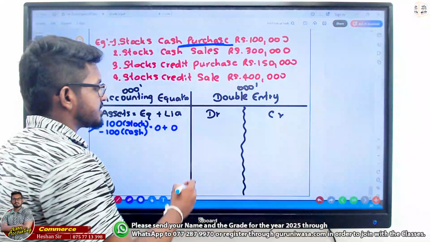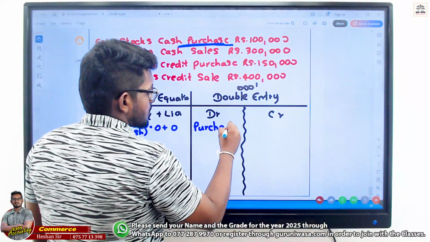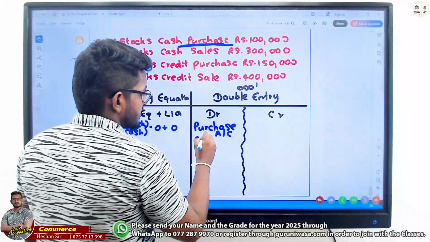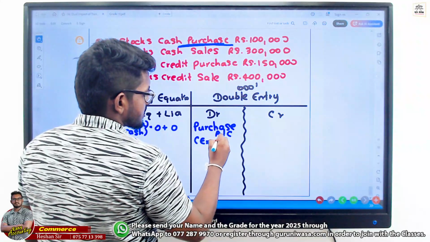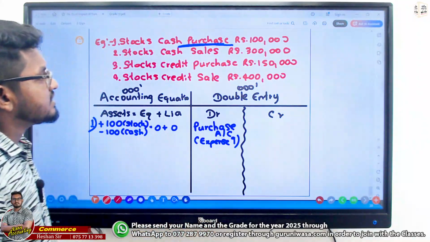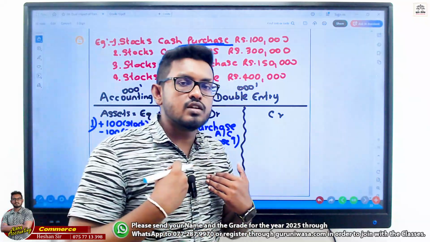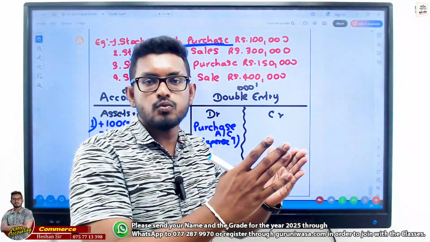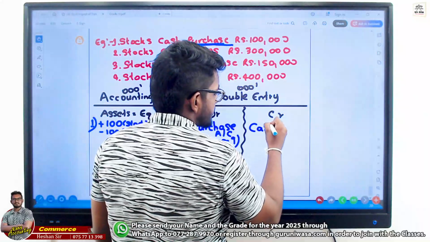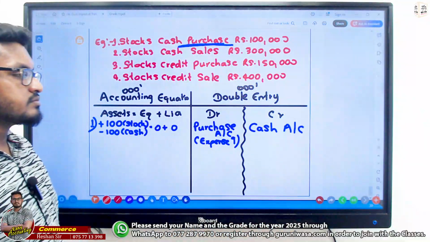So the debit entry is the purchase account. Why? Because purchase expense increases. What is the credit entry? When we purchase stocks on cash basis, there is a cash outflow, cash asset decreases. So the cash account is the credit entry. Easy, clear to you guys? Send me a thumbs up.